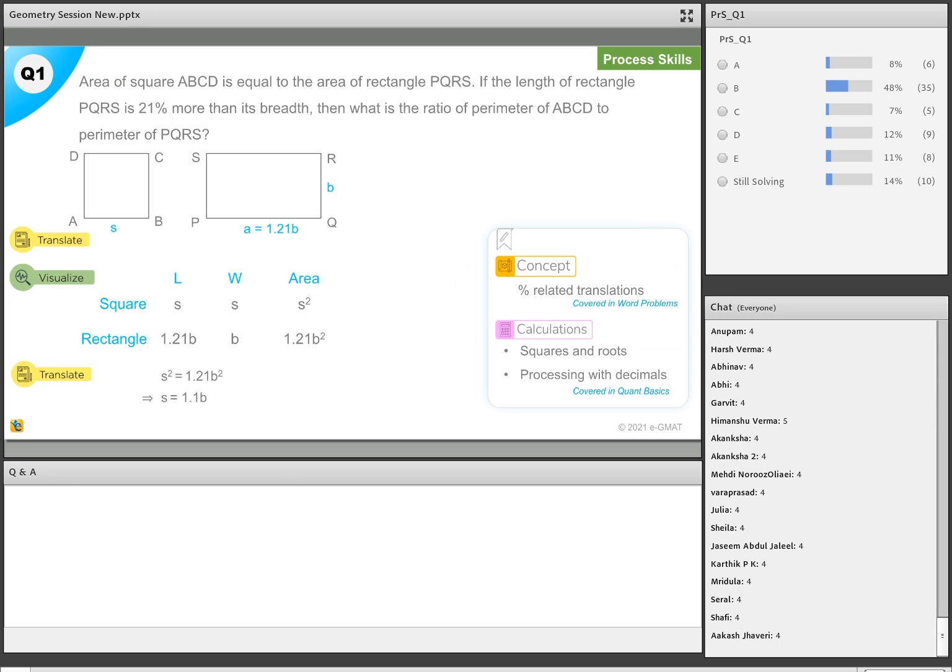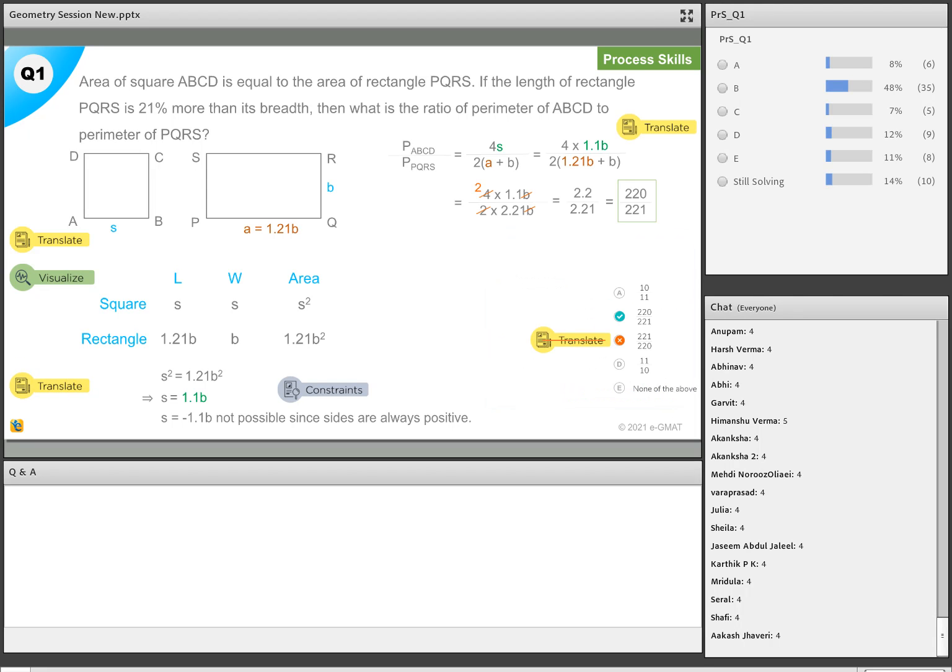So if you take the square root of both sides, what you have is the value of S is equal to 1.1B. Now minus 1.1B is not possible, because S, which is the length of a side, cannot be negative in nature, right? So that's the reason I have the value of S equal to 1.1 times B.